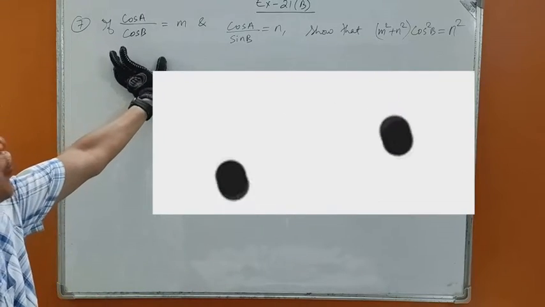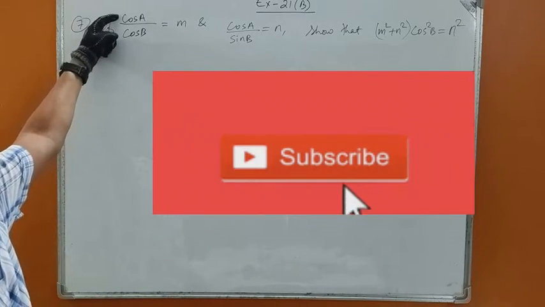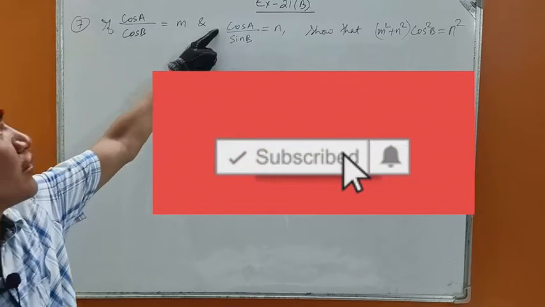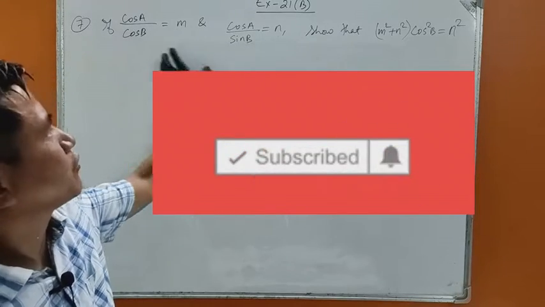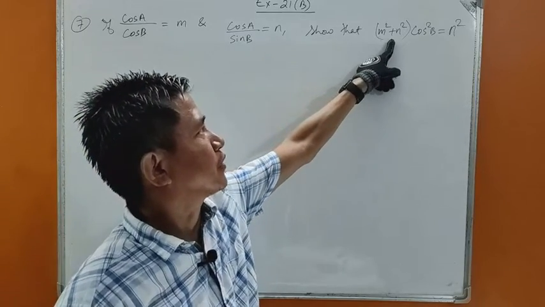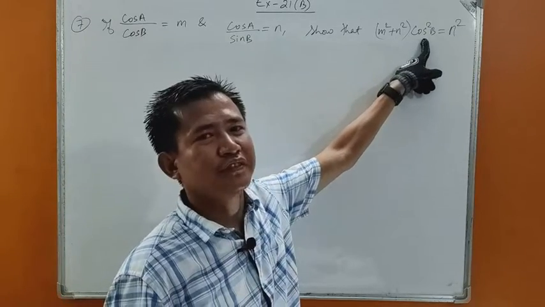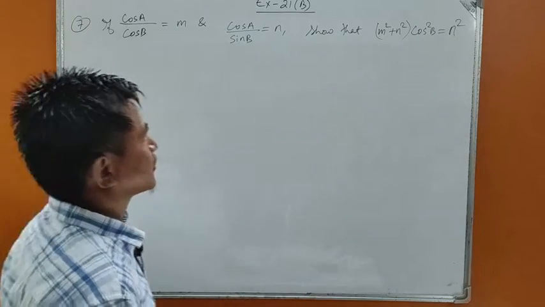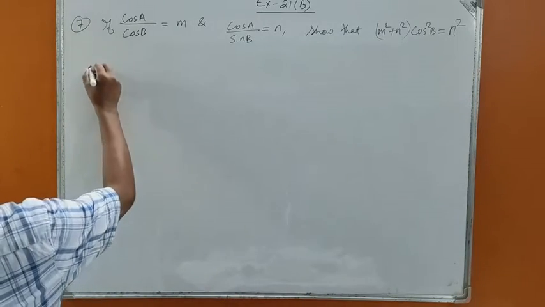The last question from this exercise, exercise 21b, that is question number 7. We are given two conditions. Number one is cos a upon cos b equals m, and another is cos a upon sin b equals n. These two are the given conditions, and we are asked to prove this equation: m square plus n square into cos square b equals n square.